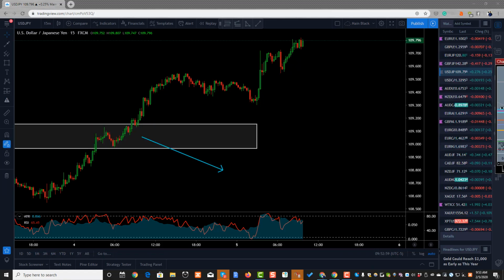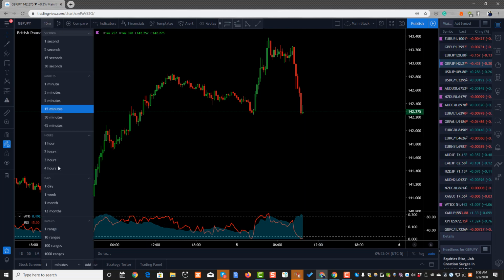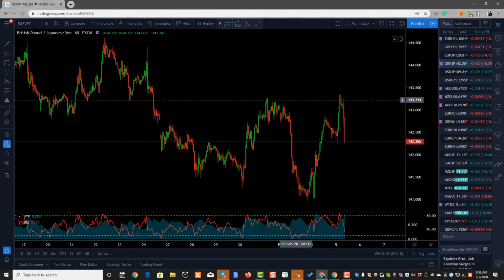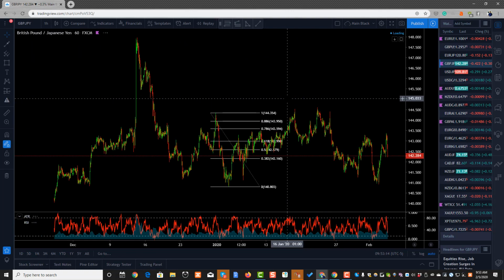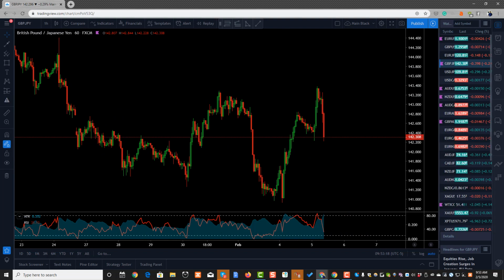Let me just double check this. I don't believe I was looking for an extension on this pair. Yeah, I was not looking for a retest of the highs here, because overall we don't really have a directional bias. And we're good. We are long. Buy at market.